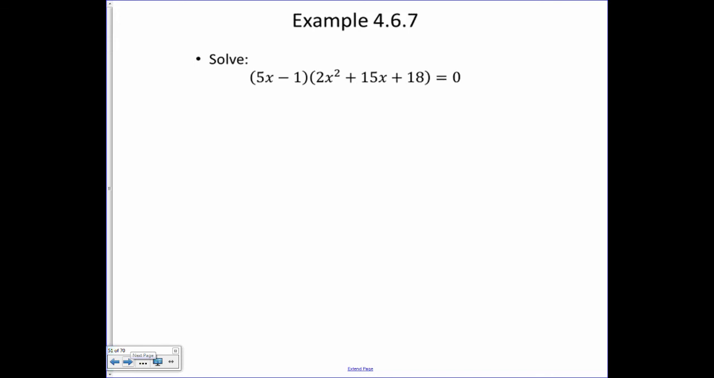Here we have a much bigger problem, but again, we just need to factor and then use the 0 factor property. 5x minus 1 is already a factor, so we can just leave that alone. We want to factor 2x squared plus 15x plus 18. So take the first number and the last number, multiply them together, and you get 36. Make ourselves a box, 2x and 2x. We now need 2 numbers that multiply to give you 36 and add to give you 15. So 12 and 3.